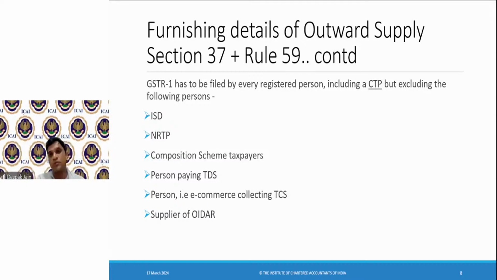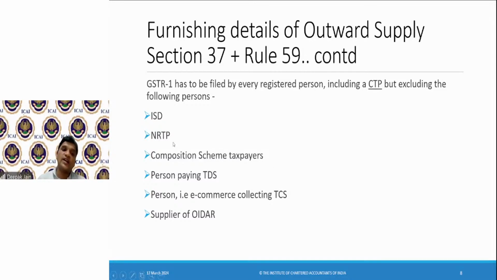It will distribute the credits to various branches based on the logic given in the law. That is the input service distributor. So it is not doing any supply. It takes the full credit and distributes it, so there is no need for supply. So ISD will not file the GSTR-1.